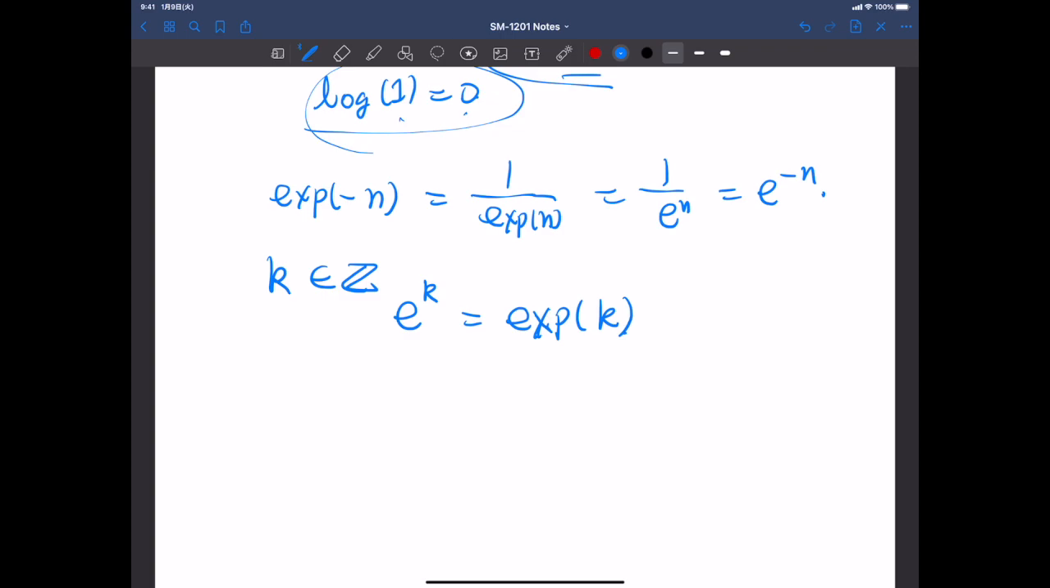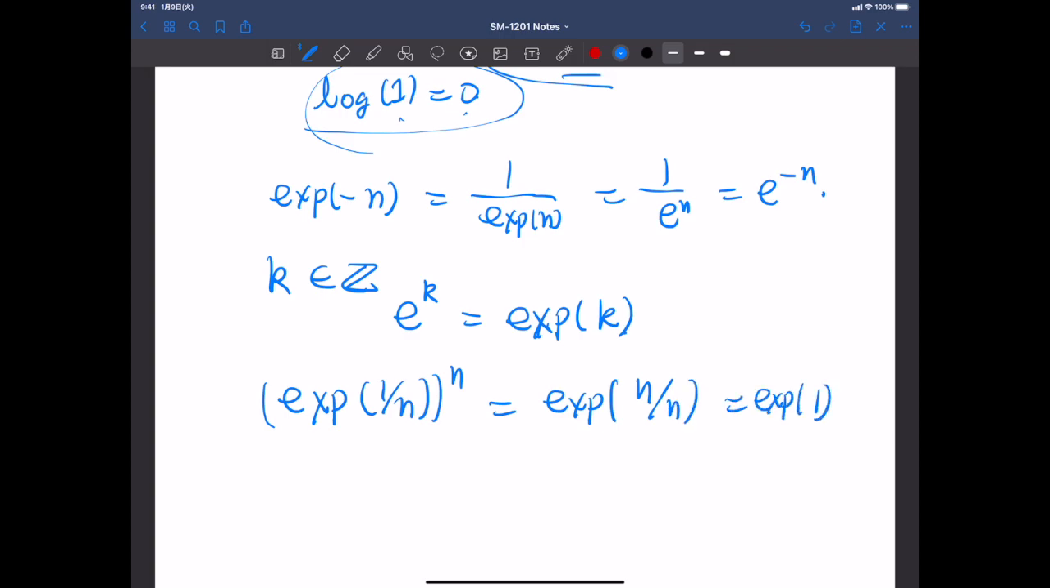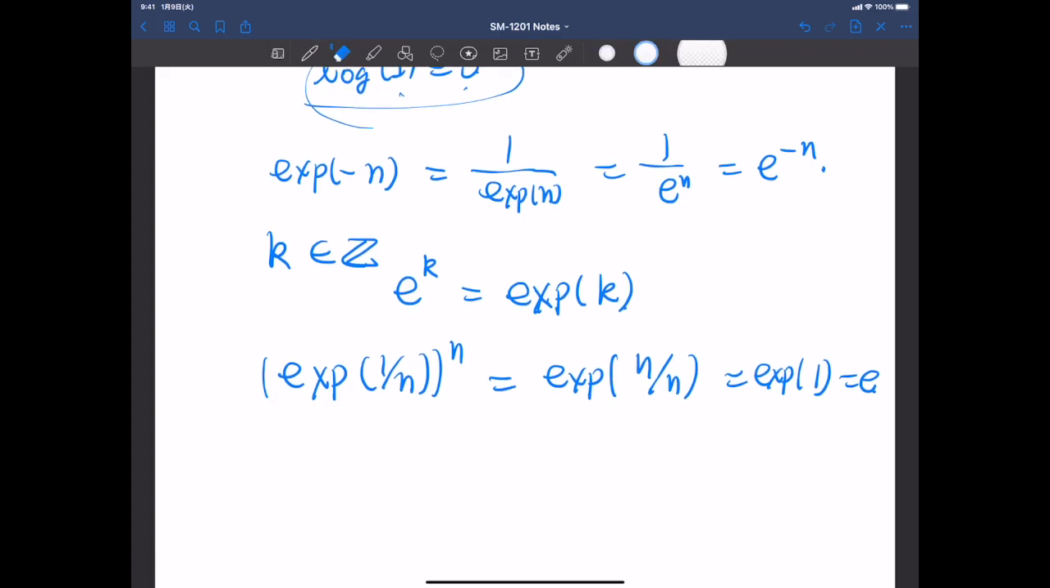And furthermore, this exp 1 over n is real and it's a positive number. And if we take the power of this, then this is equal to exp n over n, which is 1, which is e. So that means this exp of 1 over n is the unique real nth root of e, right? Because if we take the power of this to the power of n, we get e. So this is the real root.